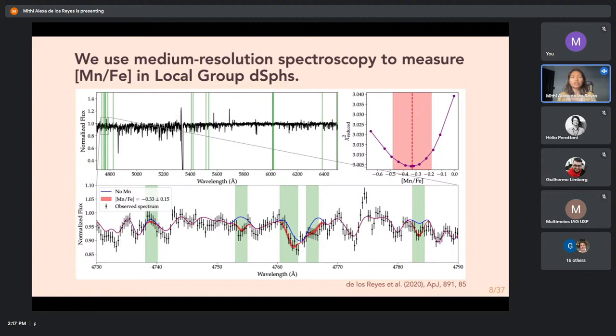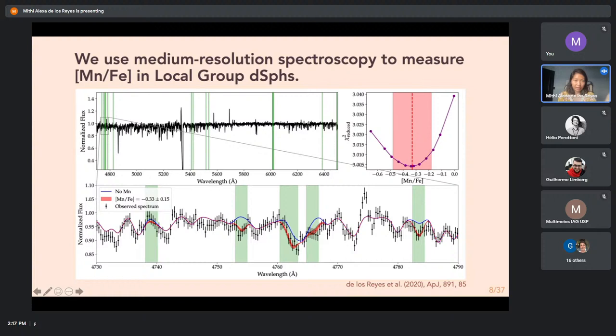So let me quickly show exactly what these data look like. I think it's just nice to actually see what we're working with. In the top left panel, this is a full spectrum of one of the stars in our sample. This is, I think, from Sculptor Dwarf Spheroidal. And the green lines shown here are the regions where the manganese lines are. And we can see that quite a lot of the manganese lines are in the blue part of the spectrum. And so this measurement was actually not that easy. We had to commission an entirely new grating on Keck DEIMOS just to get at this blue region.